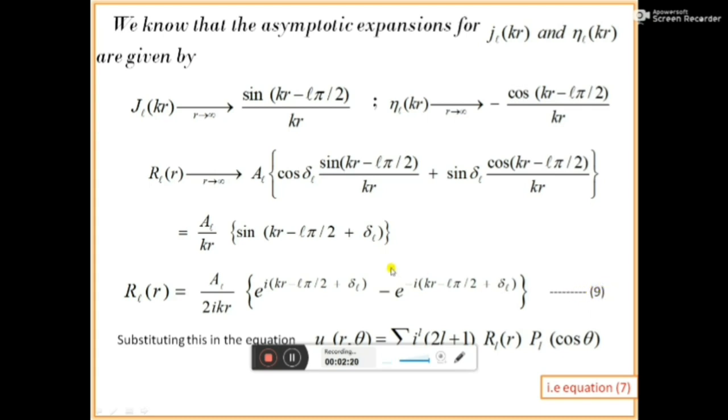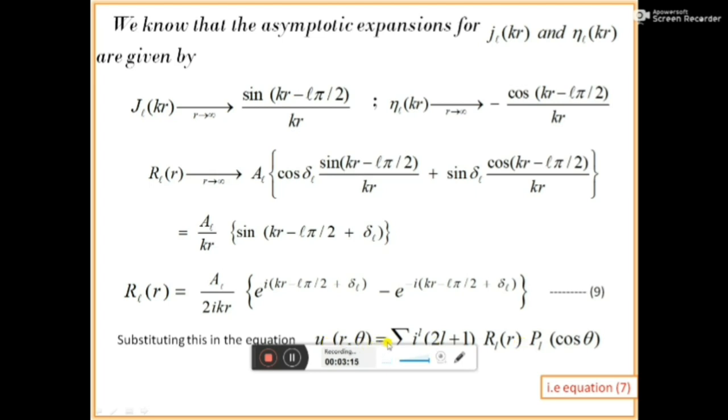is obtained by replacing sin(kr minus L pi by 2 plus delta_L) as e power i(kr minus L pi by 2 plus delta_L) minus e power minus i(kr minus L pi by 2 plus delta_L) divided by 2i, that is, sin theta is equal to e power i theta minus e power minus i theta divided by 2i. By making use of that, we get this equation 9. Now you have an expression for R_L of r. This equation 9 is substituted in this equation.